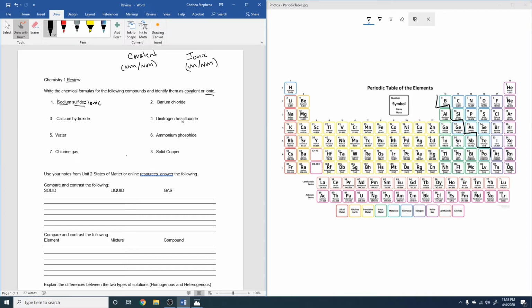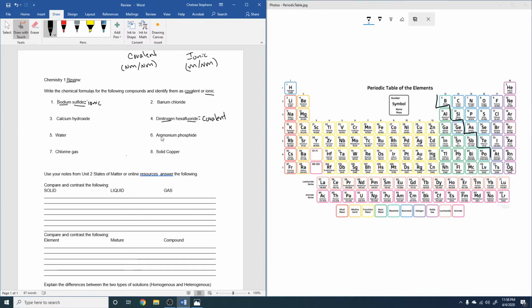Okay. But if we look at nitrogen and fluorine, nitrogen, fluorine, we have two nonmetals, so it's covalent. Now I'm not going to go through every single one of these with y'all, okay? But I will go through the ones that are reasonable to go through.